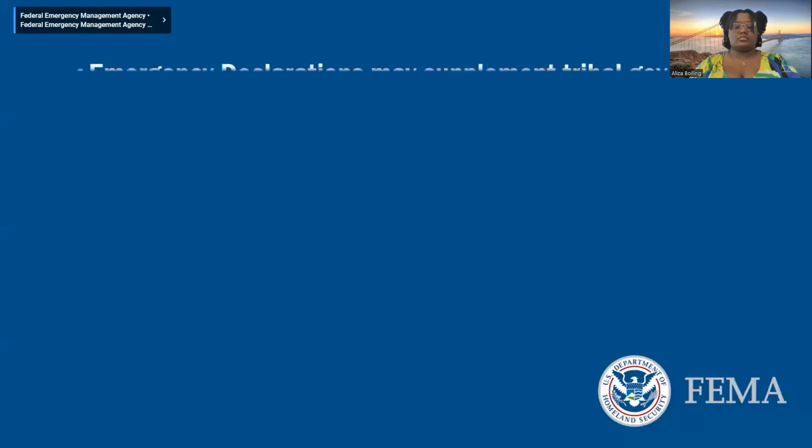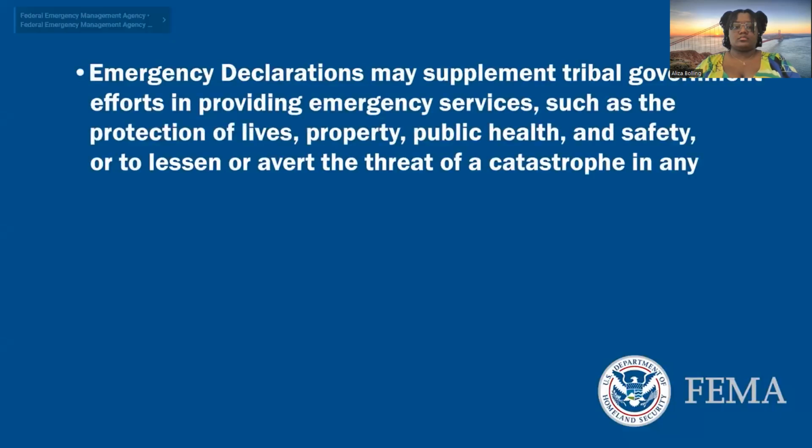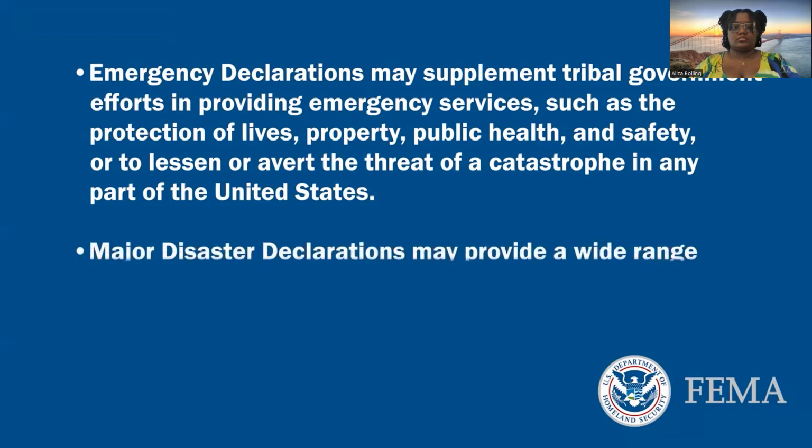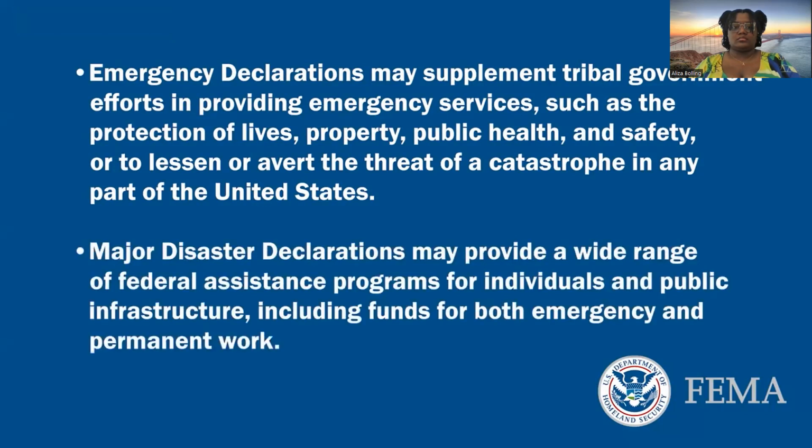If you recall from video 1, disaster overview, emergency declarations may supplement tribal government efforts in providing emergency services, such as protection of lives, property, public health, and safety, or to lessen or avert the threat of catastrophe in any part of the United States. And a major disaster declaration may provide a wide range of federal assistance programs for individuals and public infrastructure, including funds for both emergency and permanent work. Federal assistance may be available for uninsured or underinsured needs, or when insurance benefits are significantly delayed.